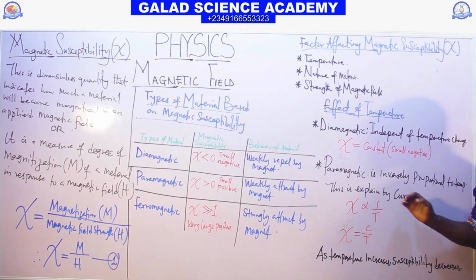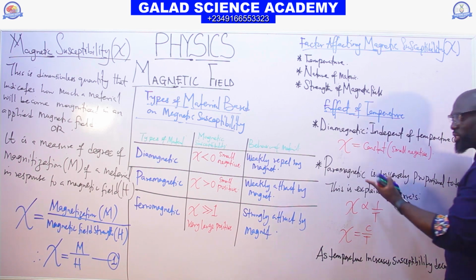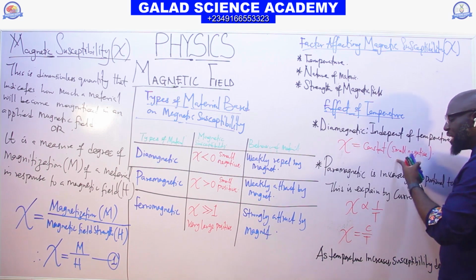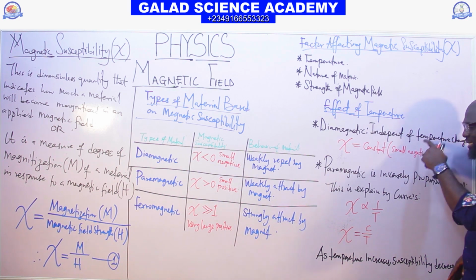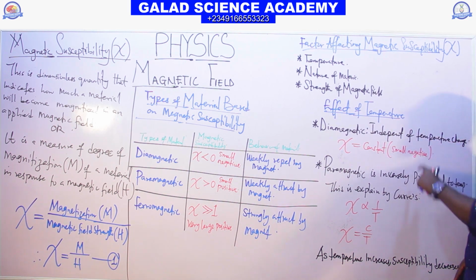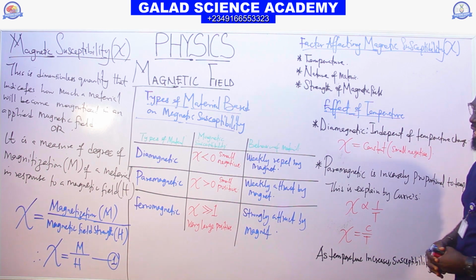The material is called a paramagnetic substance when the temperature increases and the susceptibility decreases. But whenever the temperature of the material increases and the susceptibility of the material remains unchanged, constant, it simply means the material is diamagnetic.